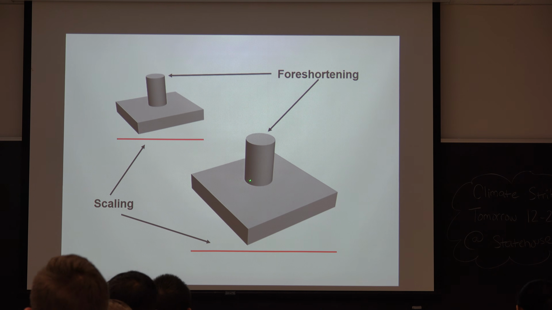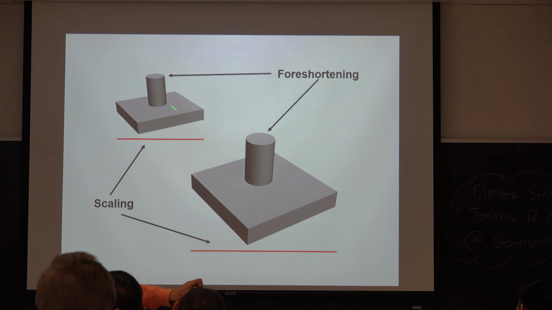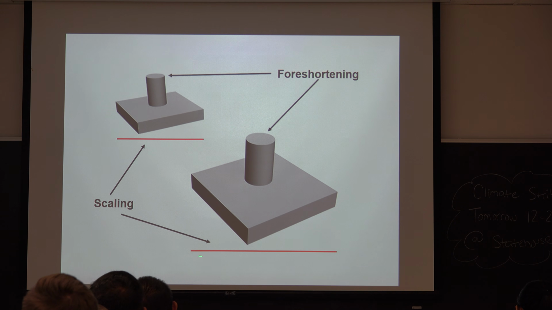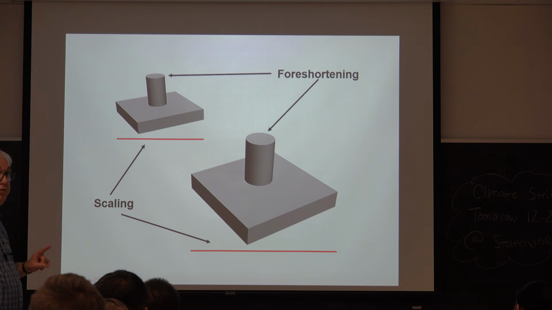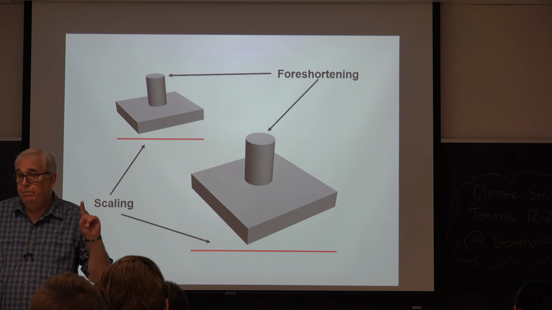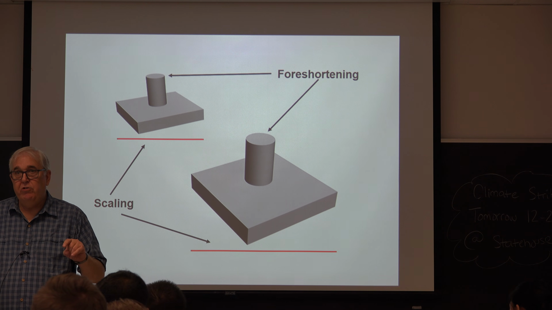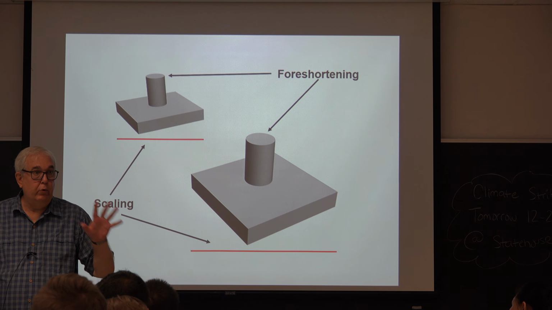And here's an example. We have the two objects. The difference between this and that is foreshortening. The difference between the length of the object here and the length of the object there is scaling. Questions about this before I go on? The only point I'm trying to raise here is that the optical projections are changing for a whole lot of reasons.